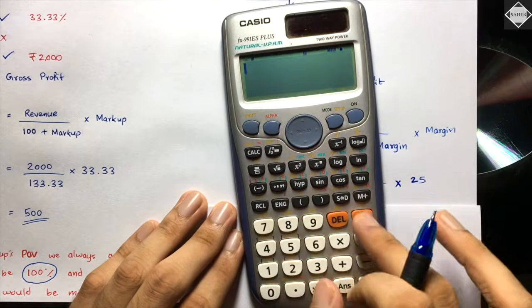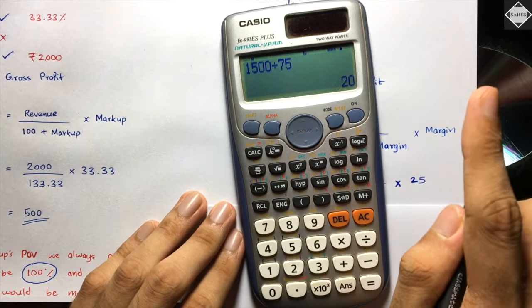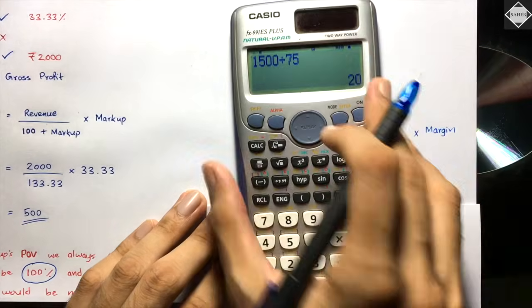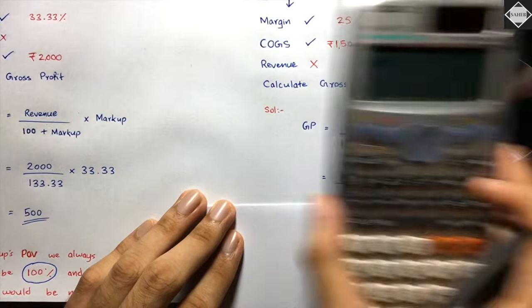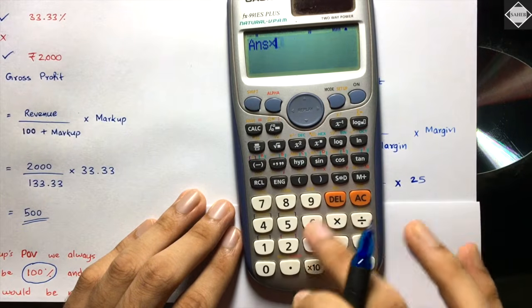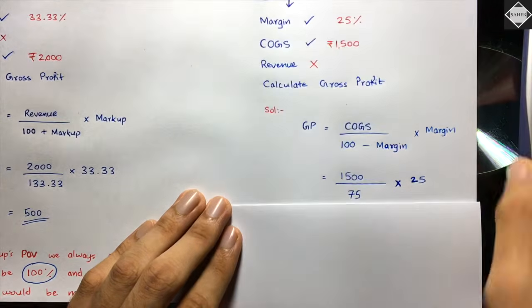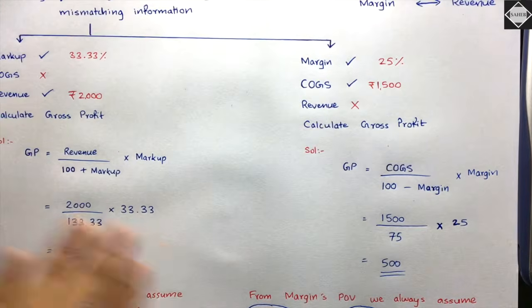Okay. So 1500 divided by 75. This is 1%. What do we want? We want gross profit. So multiply with the gross profit percentage which we have, that is 25%. So into 25, not 0.25, 25 only. So that gives me 500. Okay, see, 500 gross profit. You understood? Really simple and straightforward.